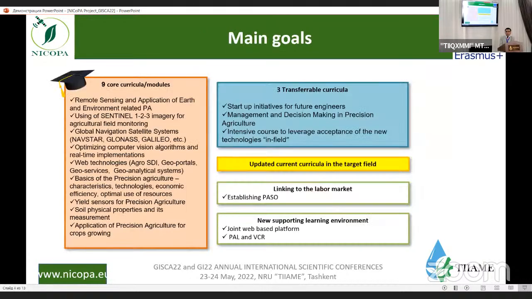So, according to the proposal of our project, we have selected 9 core curricula modules and 3 transferable curricula, which have already been developed by the partner universities in Central Asia. And also, one of the main aims is establishing a precision agriculture service office, which gives some services and consultations to farmers or other organizations related to agriculture or precision agriculture. We have a joint web-based platform. We have a website, which you can see in the lower left corner of the slide. You can get more information about this. Next slide, please.